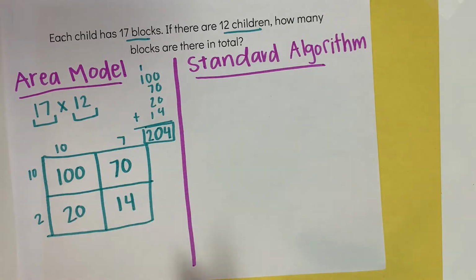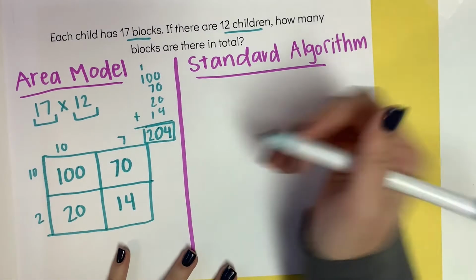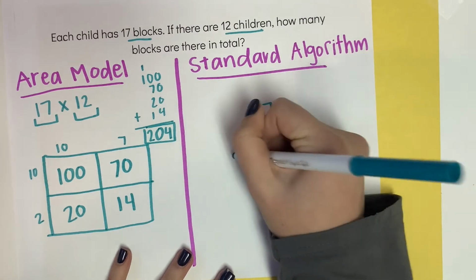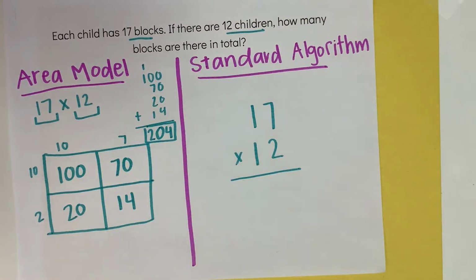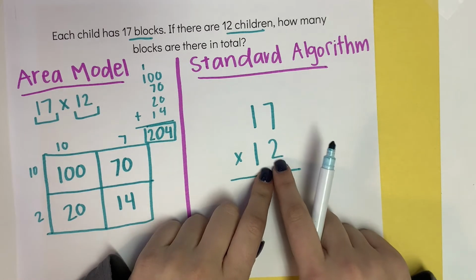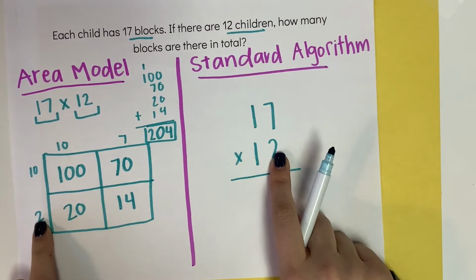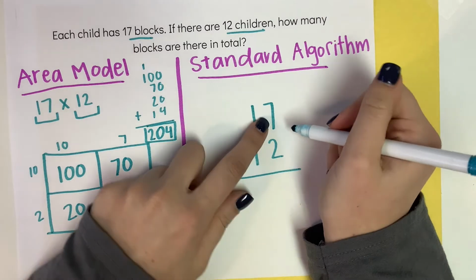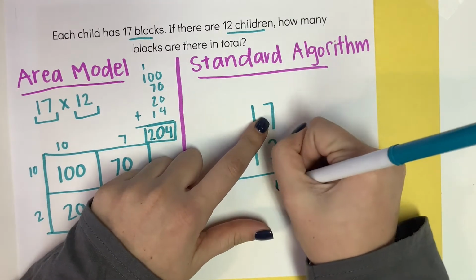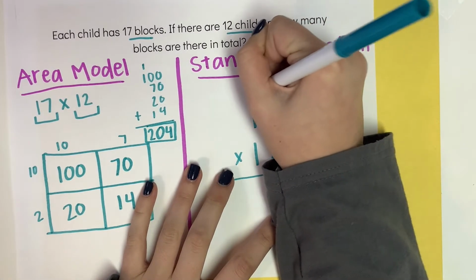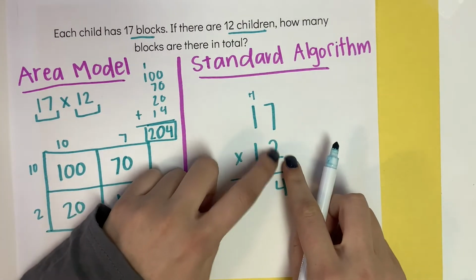Now let's see what the standard algorithm looks like when we multiply 17 times 12. With the standard algorithm, I'm going to line up my numbers. 17 times 12. And I'm going to start the same way I start in a normal standard algorithm. I'm going to look at this 2. So I need to multiply this 2 by each piece. Over here, we multiply the 2 by the 10 and the 2 by the 7. I'm going to do the same thing. So 2 times 7, that's 14. So I'm going to drop that 4 in the ones place. And I'm going to move that 10 up here in the tens place so I can add it as I go. Now, I multiply the 2 by this piece.